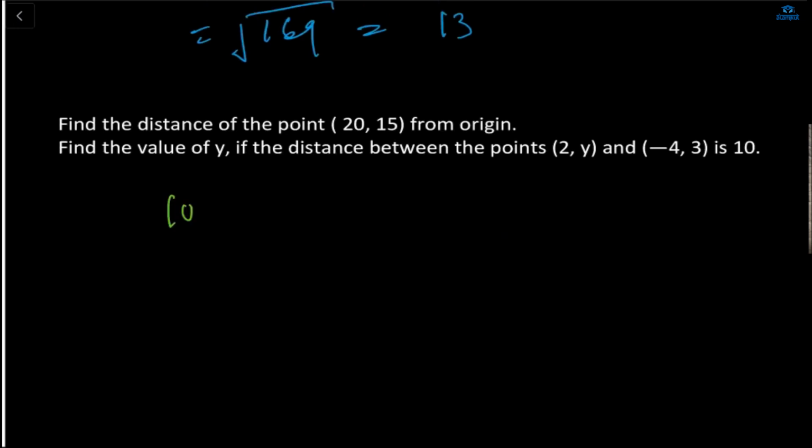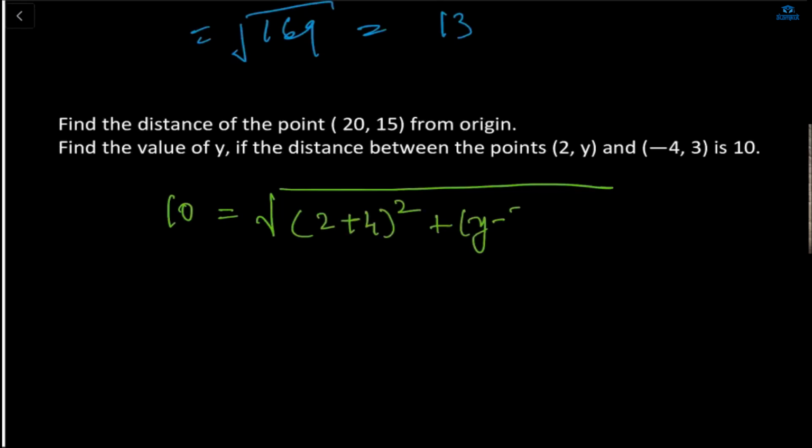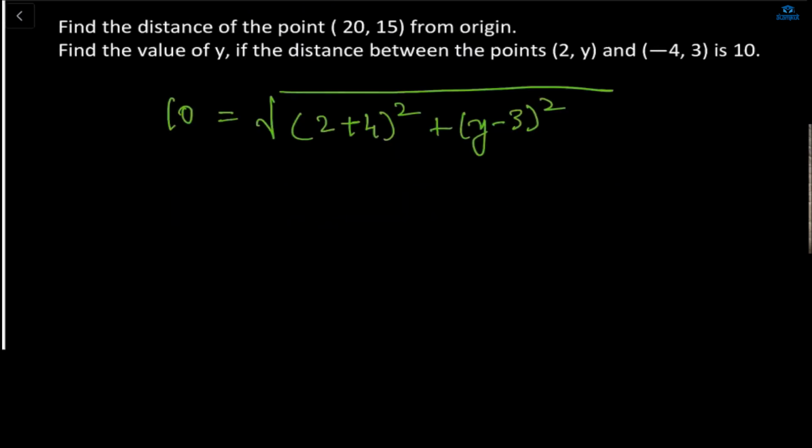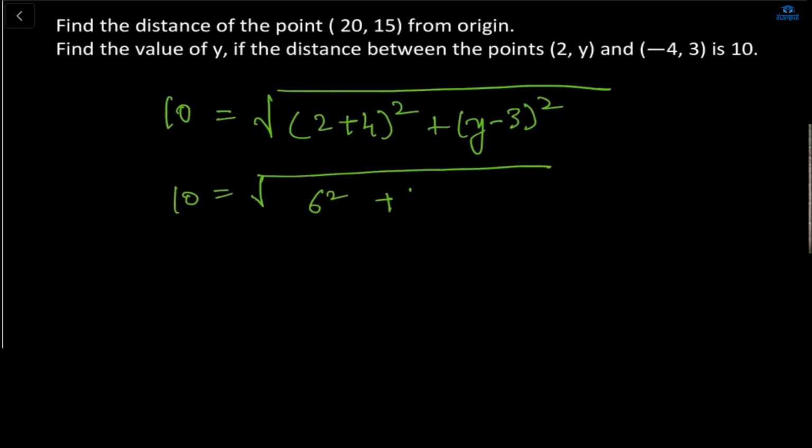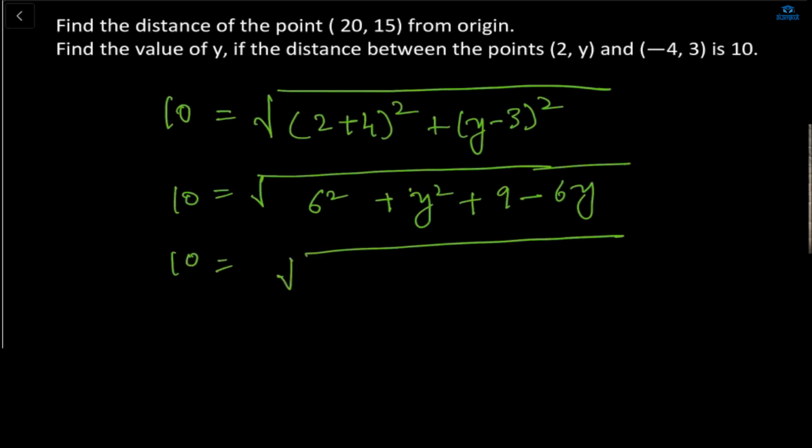You'll have 10 equal to root of (2 plus 4) square plus (y minus 3) square. Am I right? Now we are going to move further. So 10 is equal to root of 6 square plus (y minus 3) whole square. So you are going to open it with the (a minus b) whole square formula: a square plus b square minus 2ab. Now 10 is equal to root of 36 plus y square plus 9 minus 6y.